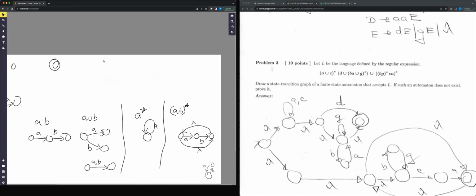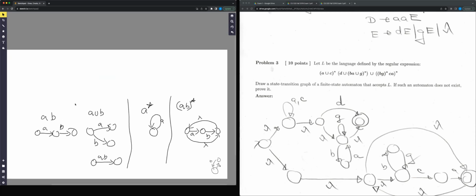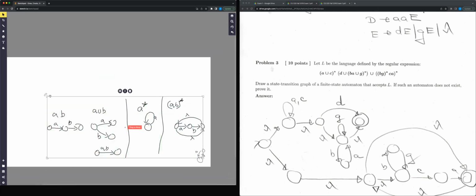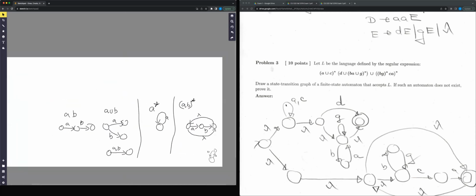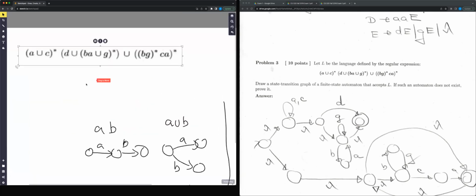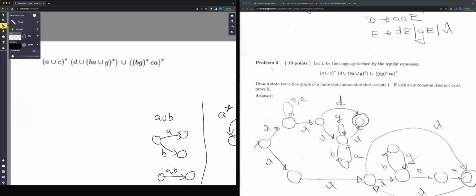Okay, let me just clean this up a little bit, and we'll just keep that there. Let's do this example here. I don't think we need this one. Okay, so we need to figure out a way to represent this as a finite state automaton. So let's start with our starting state. We're starting right here.